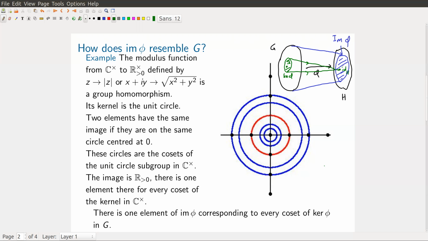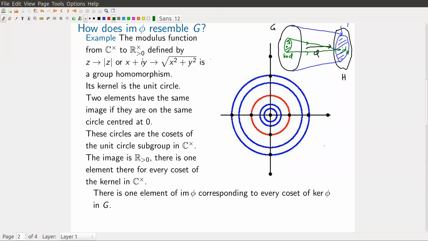If there are different elements of G that have the same image over in H, then the image of phi won't be a full replica of G, but it'll be some sort of partial copy of G. And that's kind of what we're trying to get at by an example in this slide and by a more general argument in the next one.